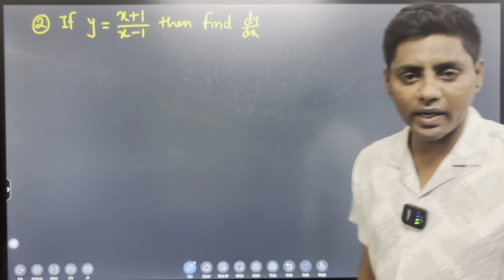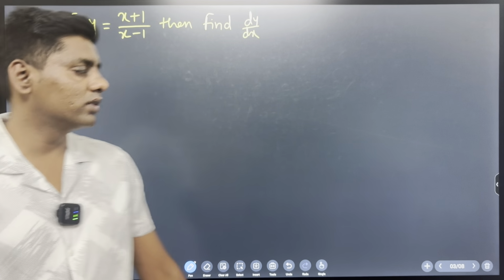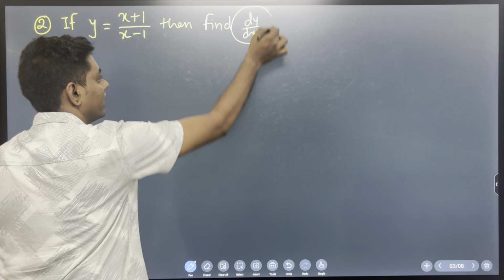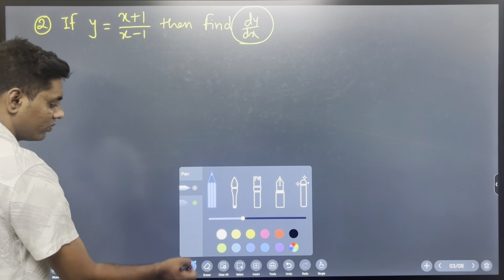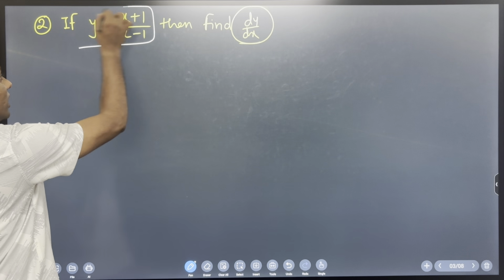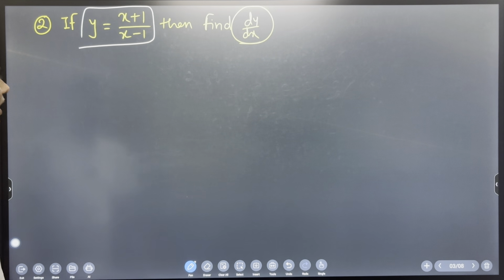Next question is, again we have to calculate the derivative of y, that is dy by dx, and now here y is the function of x, both are the terms of x, so very simple to calculate.